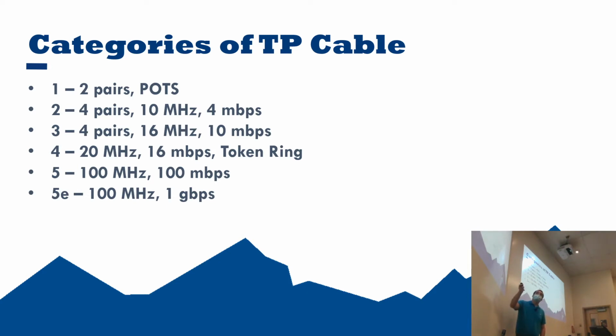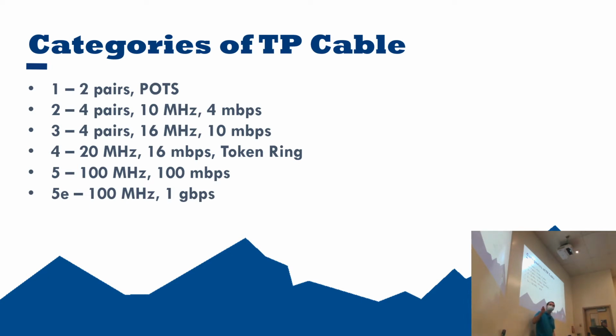Then we have category 2. It's going to go up to 4 megabits per second. Not the fastest cable in the world. Only goes up to 10 megahertz as well. So when you think about it, there's going to be a lot fewer twists per the same distance in these lower categories with a smaller megahertz range than the larger categories.